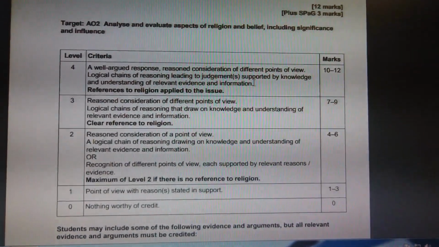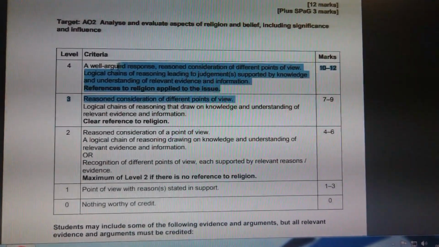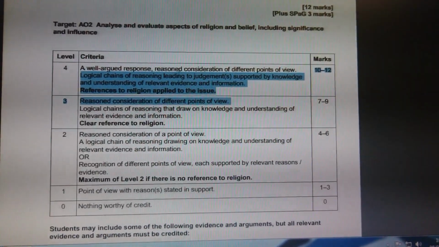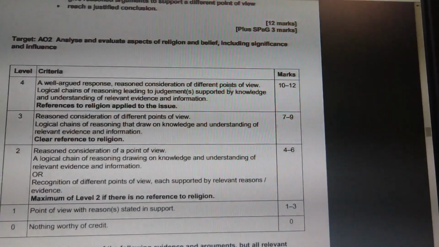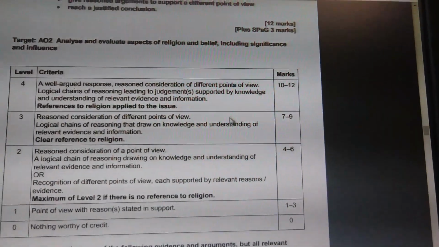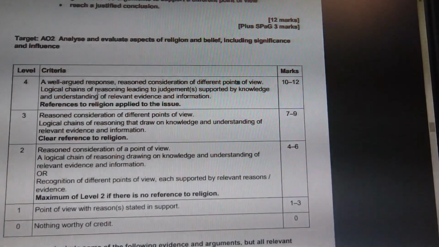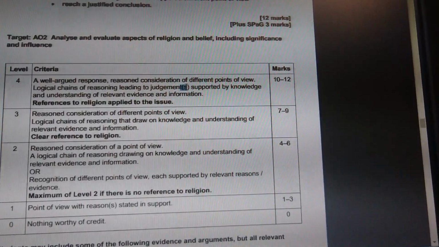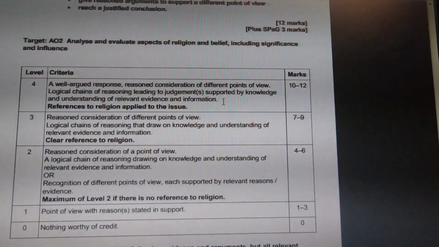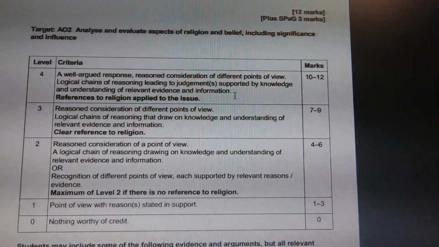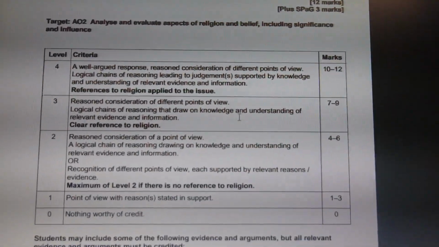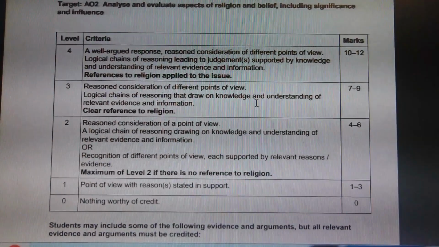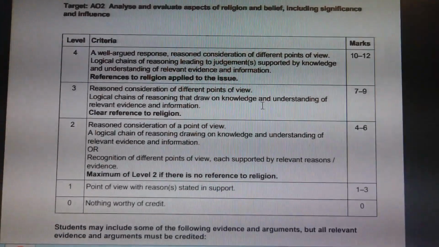But of course, what we want to aim at, what everyone should aim at, is the top, getting marks 10 to 12. Well-argued response, reasoned consideration of different points of view, logical chains of reasoning leading to judgments, supported by knowledge and understanding of relevant evidence and information. And religion is at the core of it. It's amazing how many people seem to forget about religion when they're doing the themes paper in particular.